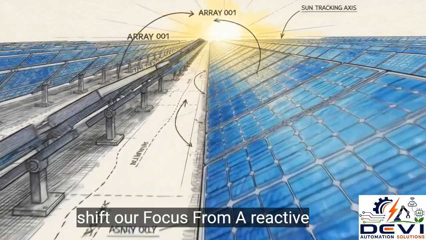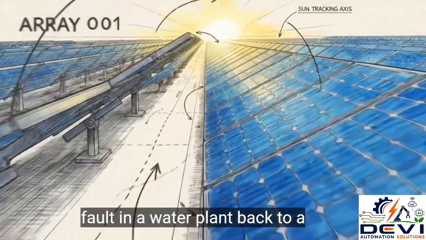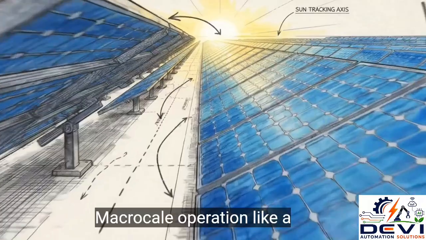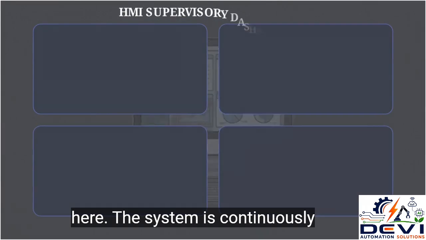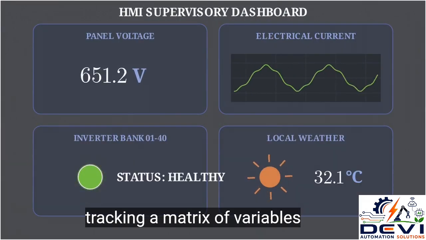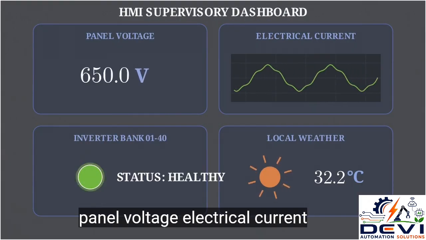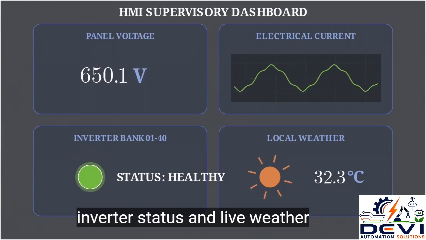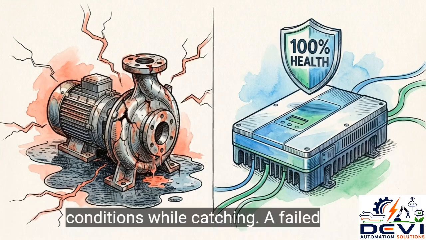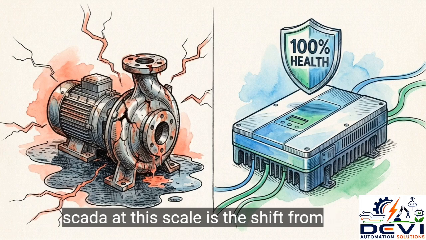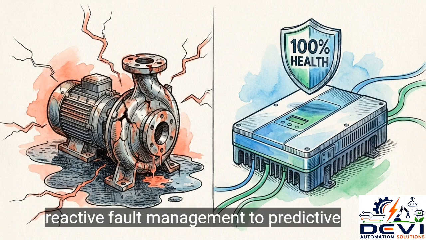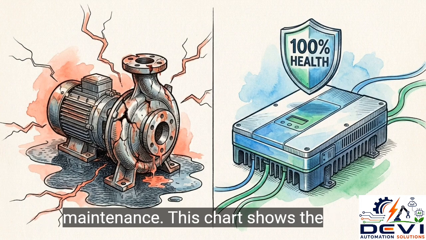Let's shift our focus from a reactive fault in a water plant back to a macro-scale operation, like a massive solar facility. Here, the system is continuously tracking a matrix of variables: panel voltage, electrical current, inverter status, and live weather conditions. While catching a failed pump is important, the highest value of SCADA at this scale is the shift from reactive fault management to predictive maintenance.